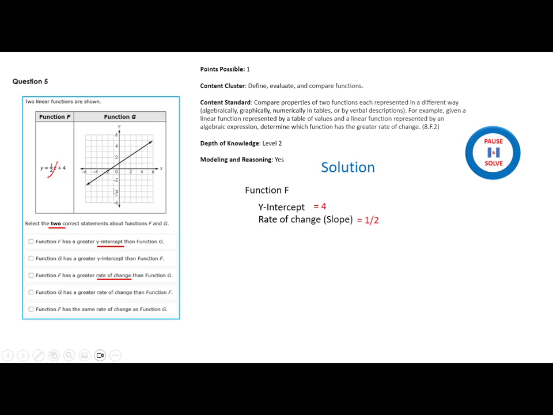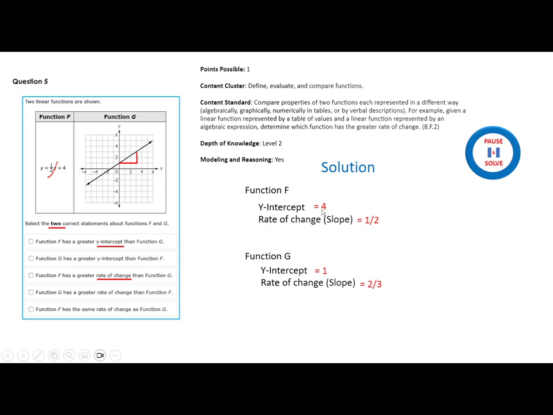Let's look at the second one. Where is the y-intercept? Where the line crosses the y-axis, right here. So the y-intercept is 1. And what is the slope? Take two points. I took this one and this one. So rise is 2, run is 3, so 2/3. Now you can compare the y-intercepts and the rates of change.